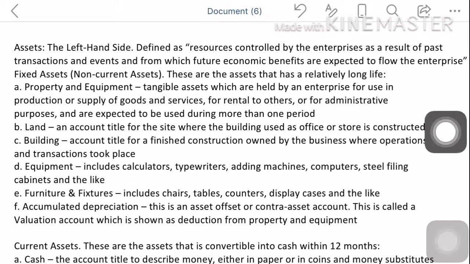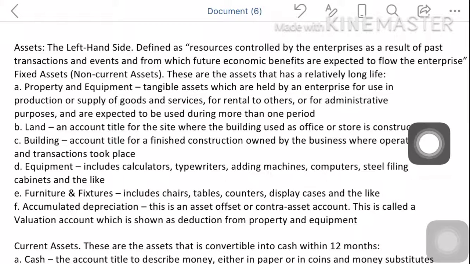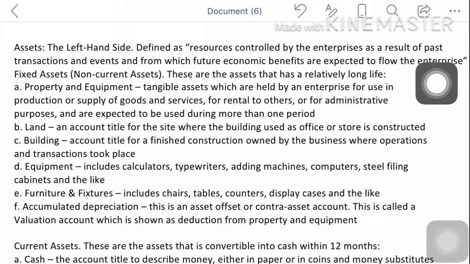Tangible assets which are held by an enterprise for use in production or supply of goods and services, for rentals to others, or for administrative purposes and are expected to be used during more than one period. So kani siya nga mga asset is tangible, which is magamit pwede mo siya hantod kung kanus-a ka mag-end sa imong business. So second is the land, an account title for the site where the buildings used as office or stores is constructed. So ang land is the asset kung asa ka makatukod sa imong building.